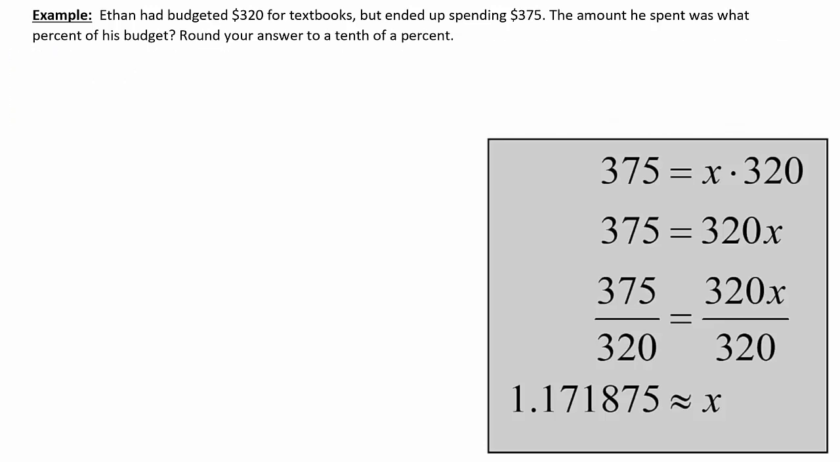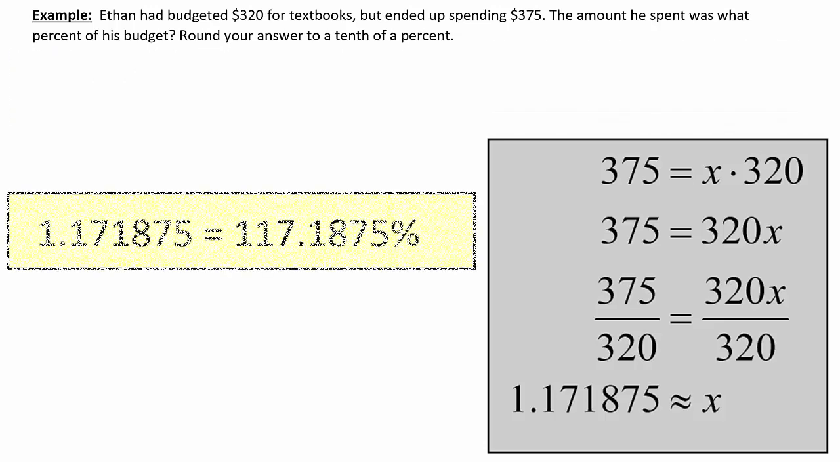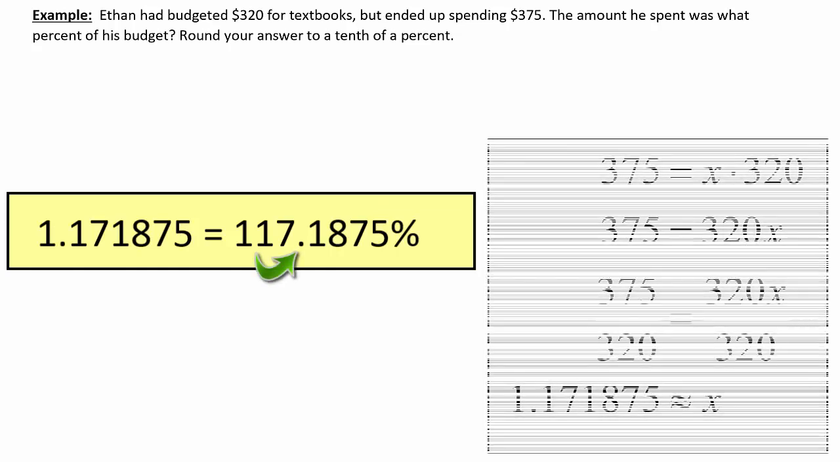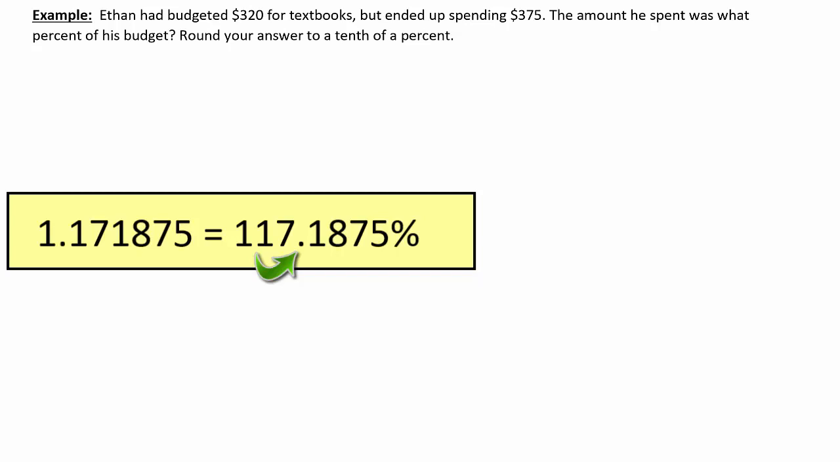Change this to a percent first. So 1.171875 as a percent would be 117.1875%. I move the decimal place to the right twice. Now, we want to round to the nearest tenth of a percent. Tenth of a percent. Well, the tenths place is where this 1 is.